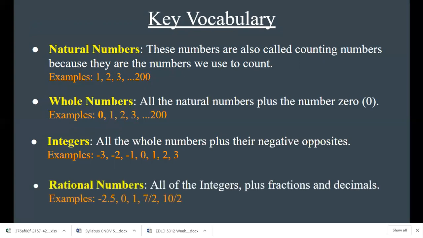Now, rational numbers, again, the definitions build on one another. Rational numbers, every single number that we just spoke about is a rational number. So rational numbers include all of the integers, but they also include fractions and decimals. So if you look at the examples of what a rational number is, it's all the numbers that we've covered so far, but it also takes into account the decimals and the fractions, which is why you'll see them there in the examples.